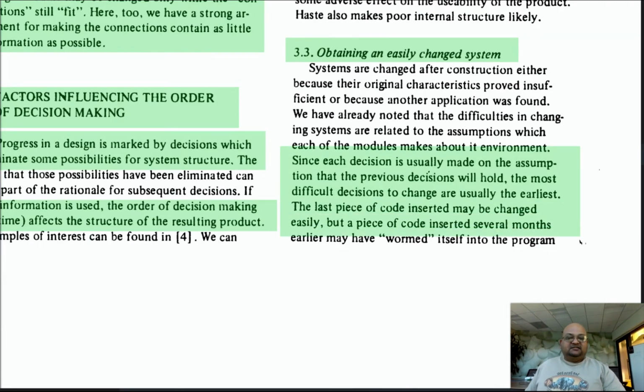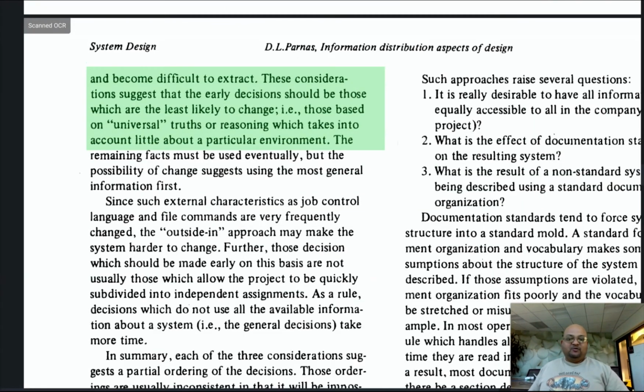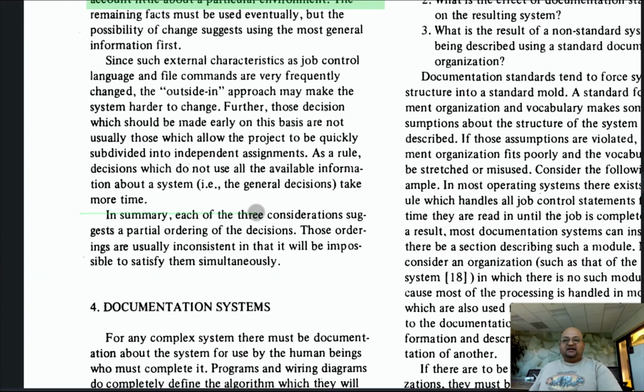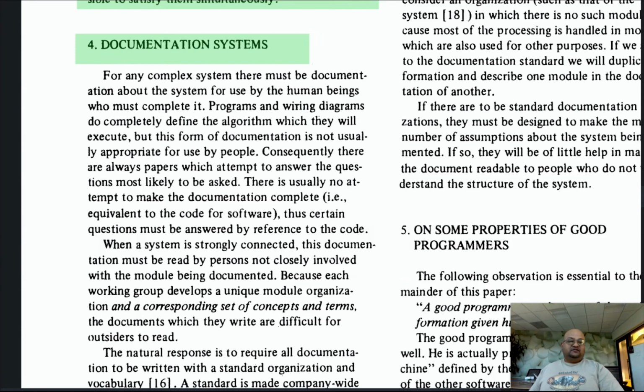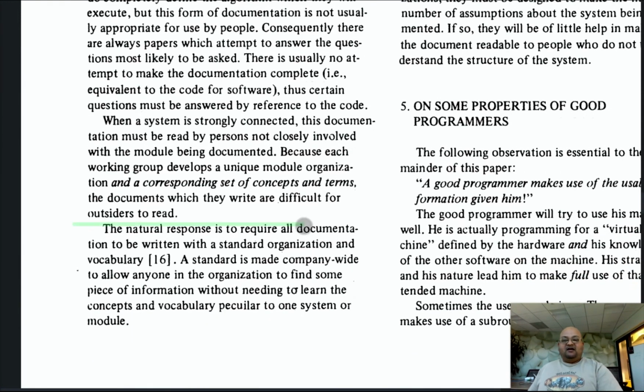Since earlier decisions are much harder to change than later ones, if we want a system that is easy to change, the early decisions should be the ones which are least likely to change. And looking at these three goals, each of these suggests a different ordering of design decisions, and they are in conflict with each other. The author talks about the importance of documenting these systems and how documentation should follow a standard organization and use a common vocabulary that is understandable by everyone in the organization.